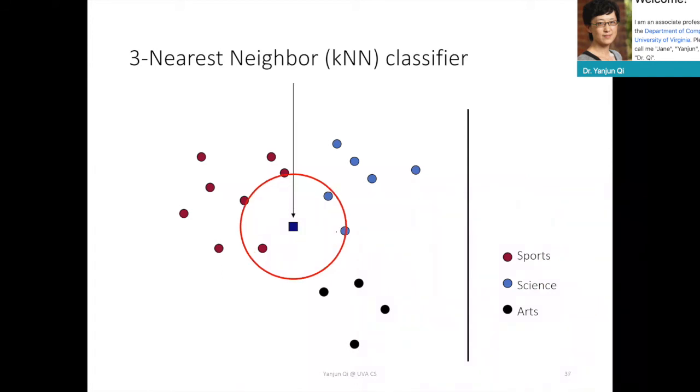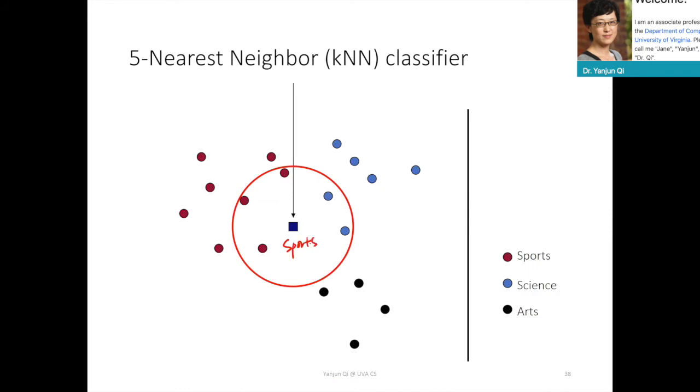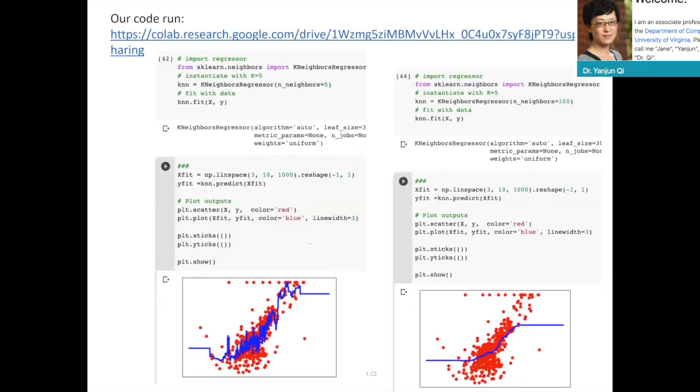And then k equal to 3, it's actually even more dramatic. This gives me sports. All right. And then 5, I think this is still sports. All right, okay, so let's again just show you this figure we get.